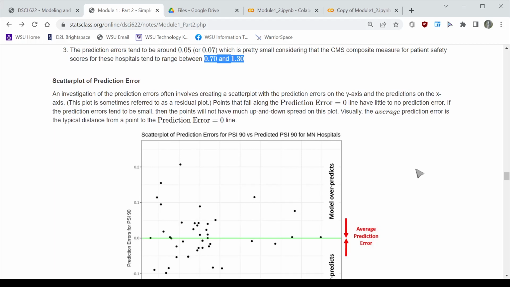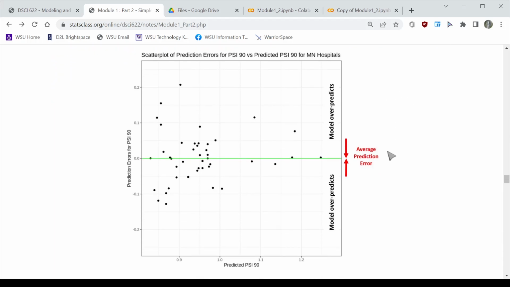Let's go ahead and look at a scatter plot of the prediction errors. This is sometimes referred to as a residual plot. Here I have the predicted values on the x-axis again, but on the y-axis I have the prediction errors. And I want the prediction errors to be close to 0. So there's again my green line here going across. If the prediction errors are close to 0, okay, that means the model is accurately predicting for those observations.